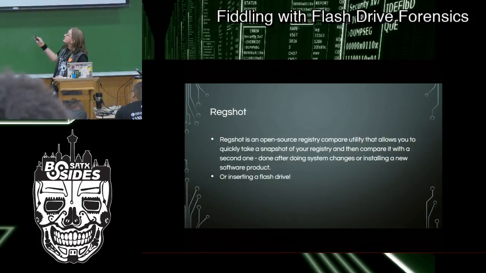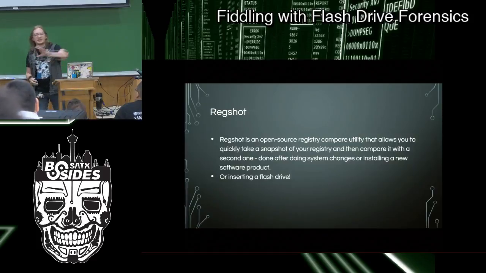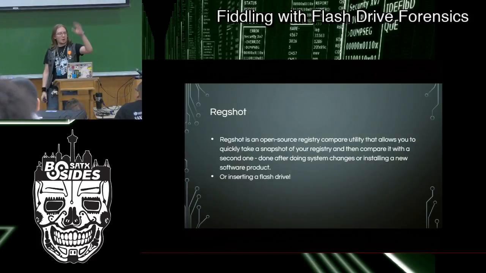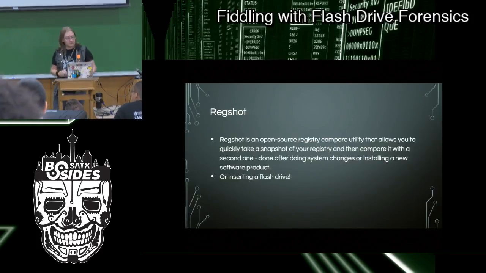So there is this neat little application. It's free and open source. It's called Regshot. It can take a snapshot of your registry before you make changes and after, and run a differential between the two. So you can see what keys were modified, what keys were added, other files that were added, and things like that. Whenever you install software, uninstall software, or insert a handy-dandy flash drive.